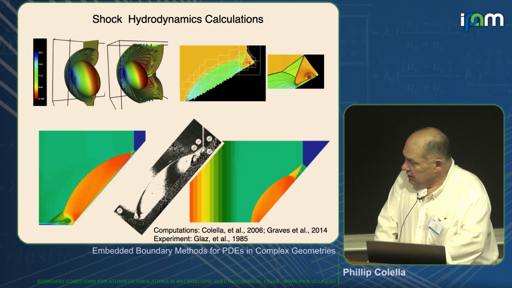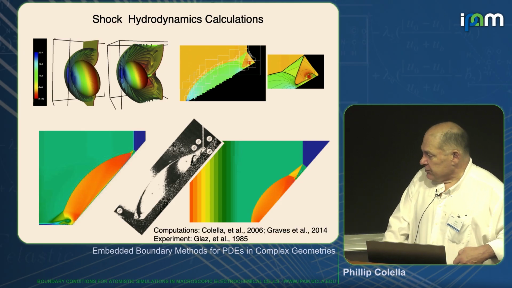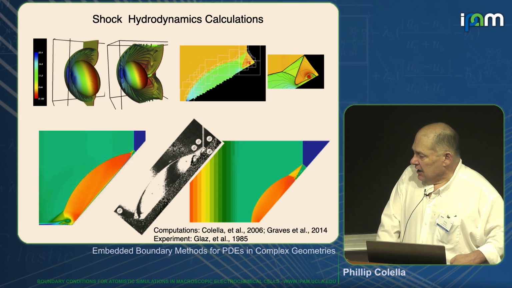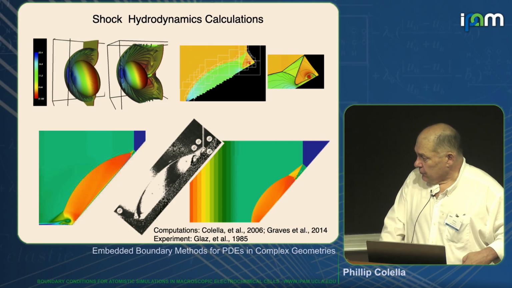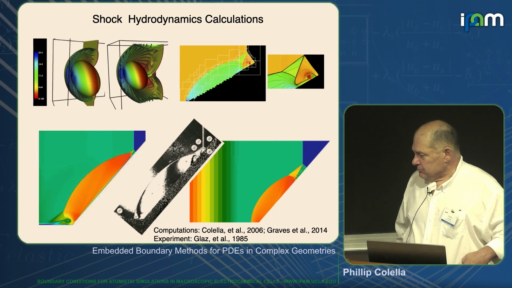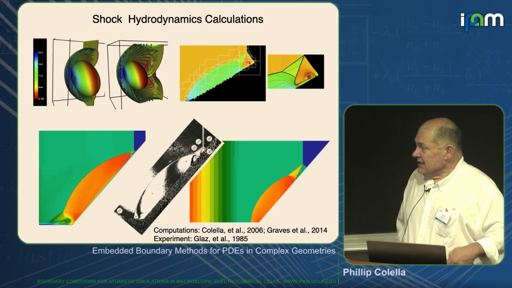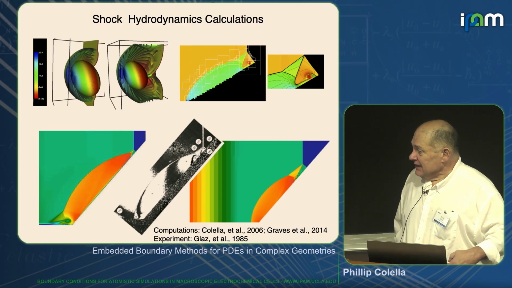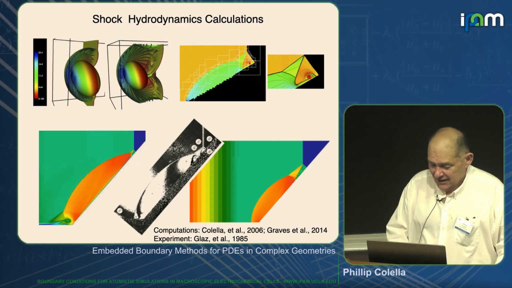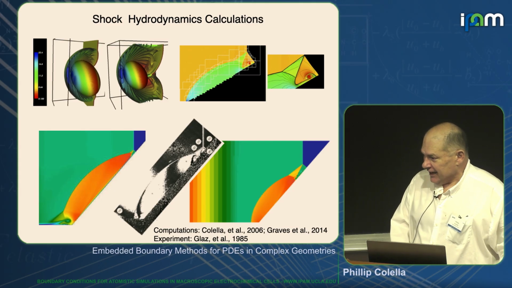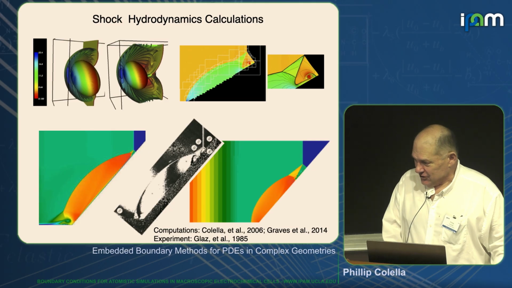And the computations of these things here were done in 2006. Graves et al. did the viscous versus inviscid calculations in 2014. Why did they do that? Well, because Harlan Glaz and I wrote a paper with some experimentalists that did this problem here in 1985. And after 40 years, we finally got what we thought we would get if we could ever do compressible Navier-Stokes.